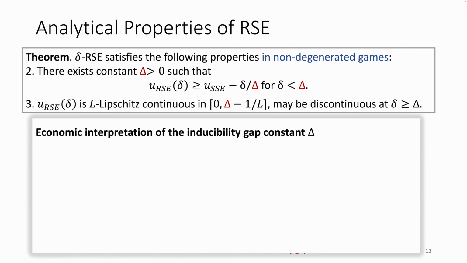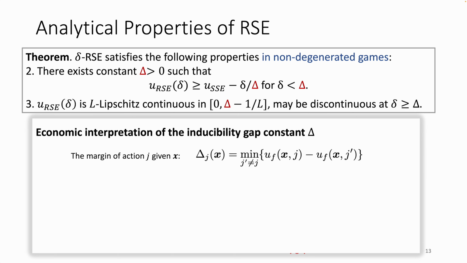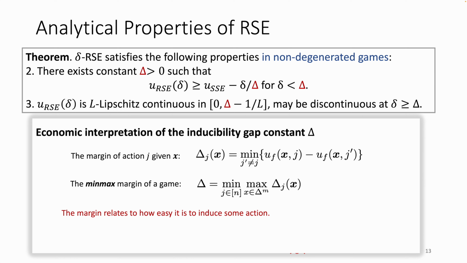Interestingly, there is an economic interpretation of this constant, the inducibility gap. That is, if we define the margin of an action J given X as the minimum utility gap between J and any other J prime, then the inducibility gap is basically the minimax margin of a game. Intuitively, the margin relates to how easy it is to induce some action, and therefore we give it the name inducibility gap.